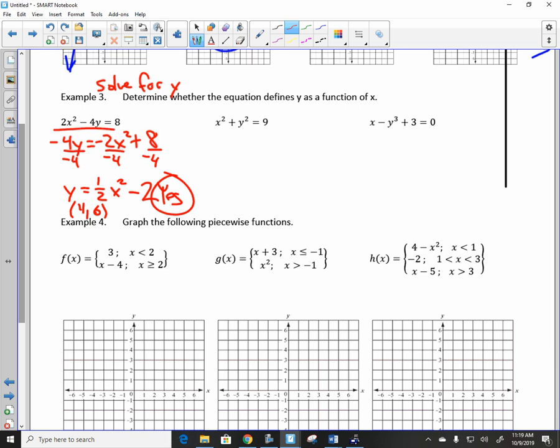The next one, sometimes you can tell just by looking at it. What shape does this make? Circle. Is a circle a function? Let's show it's not by solving for y. Y squared is equal to 9 minus x squared. I square root both sides. When I square root a variable that has a squared, I have to list the positive and the negative.